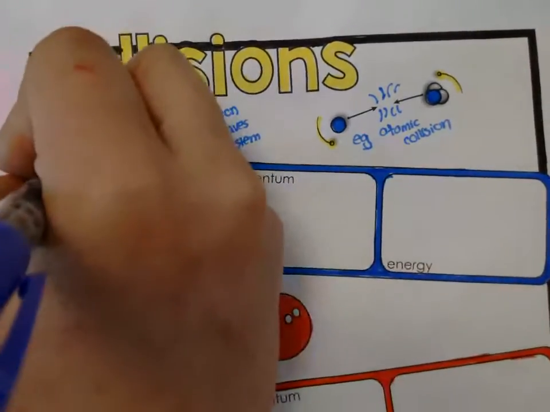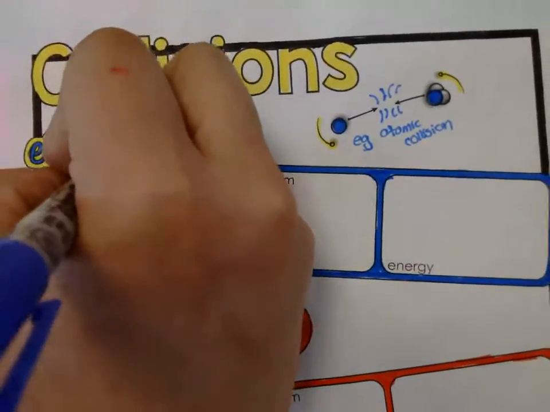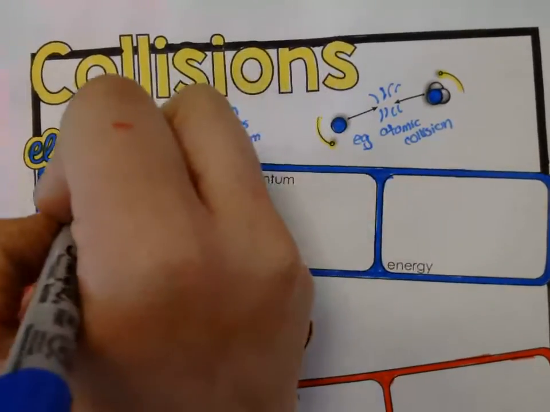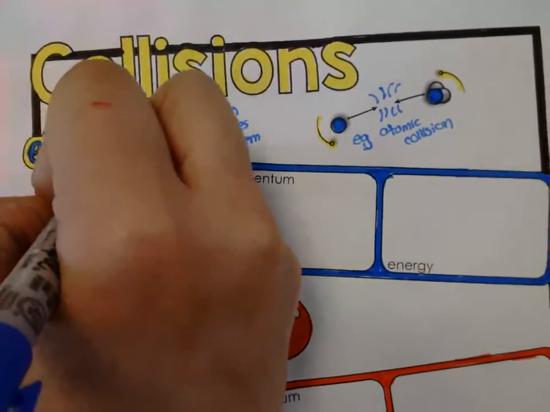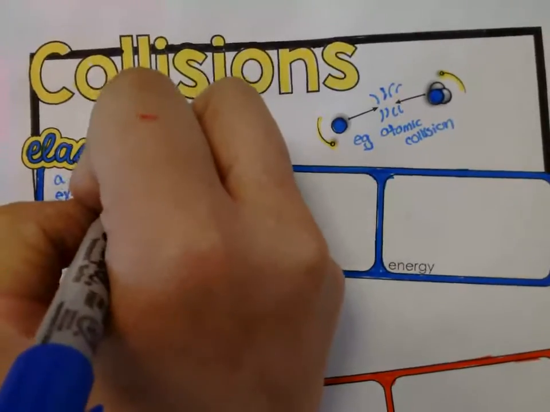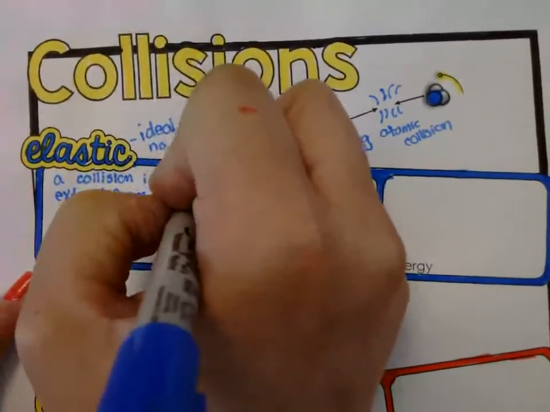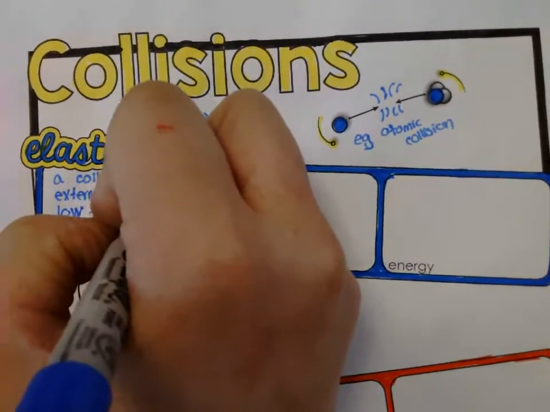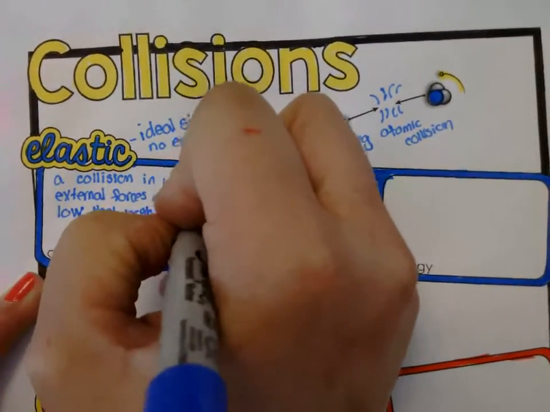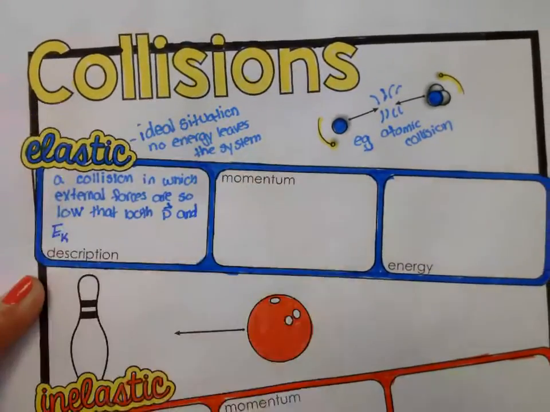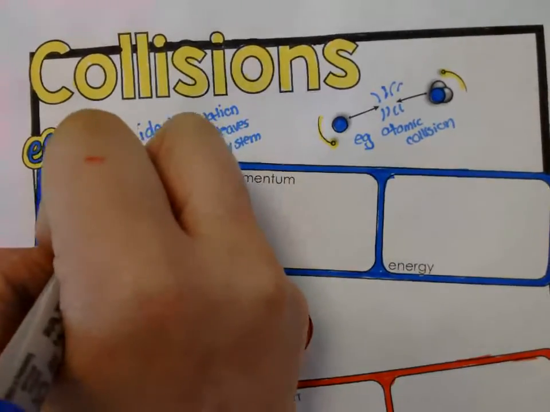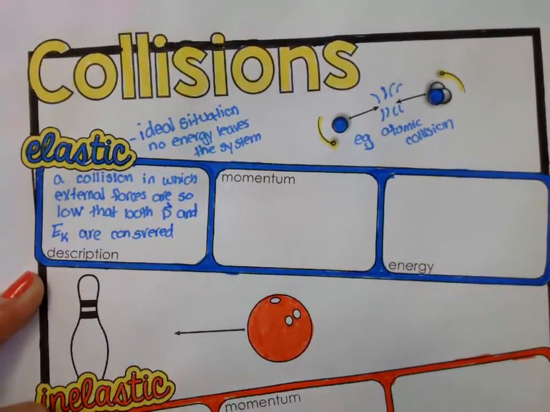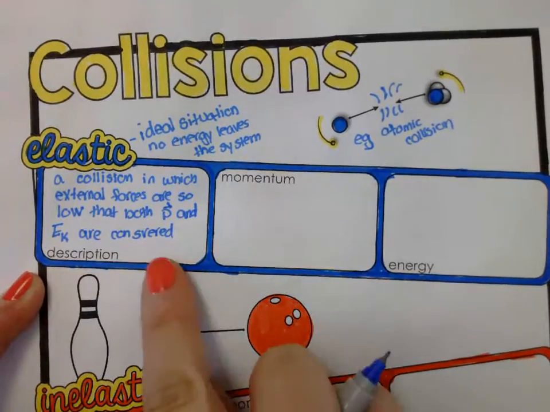So the definition is a collision in which external forces are so low that both momentum and kinetic energy, which we haven't discussed yet, but we will get to, are conserved. And while we're talking about collisions, we're going to talk about what happens with kinetic energy in the collisions. We're going to take the notes on kinetic energy in a couple of days, and we can come back and revisit these notes.